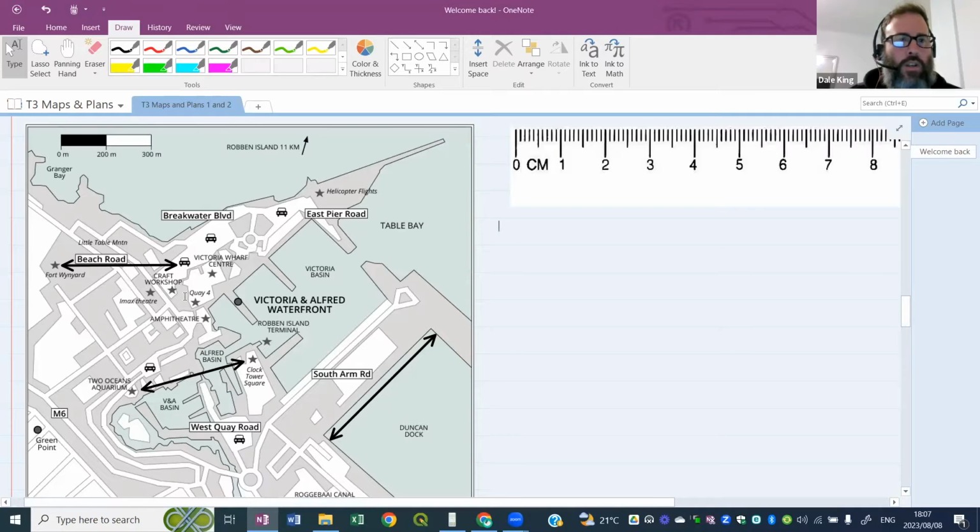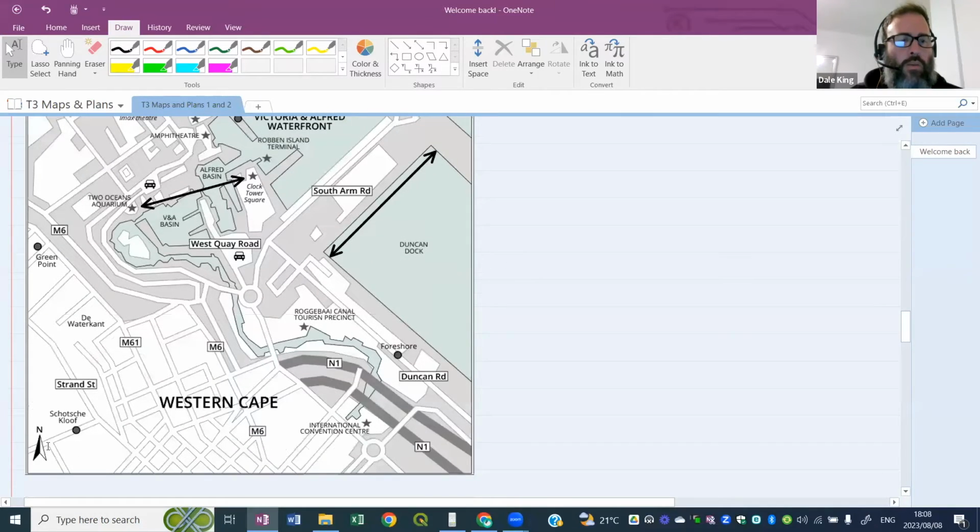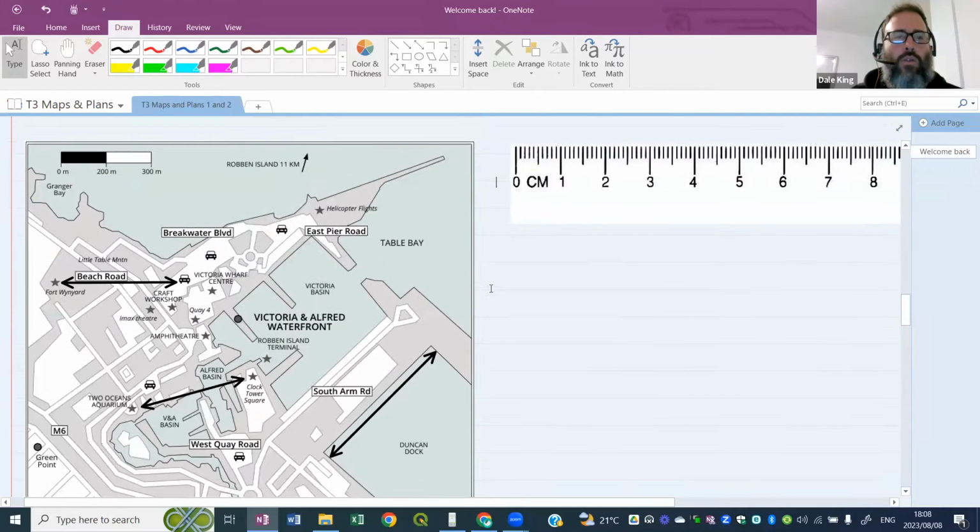So there's information on the map about different tourist places. It's the Victoria and Alfred Waterfront, so this looks like Cape Town to me, but we don't have information whether it is Cape Town. And yes, that scale on the top is a bar scale. Sometimes it's called a linear scale, a line scale, but bar scale is absolutely correct. Down here at the bottom left, we see a little arrow pointing north. So a normal map with the scale and an arrow pointing north.